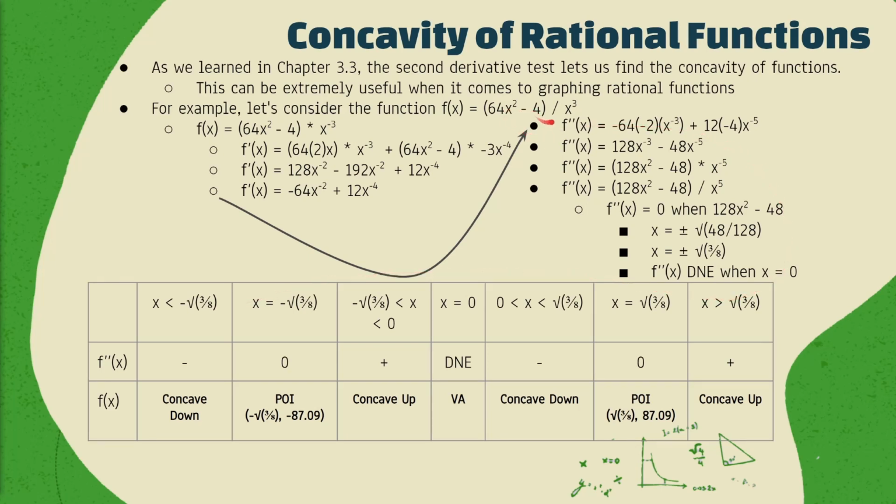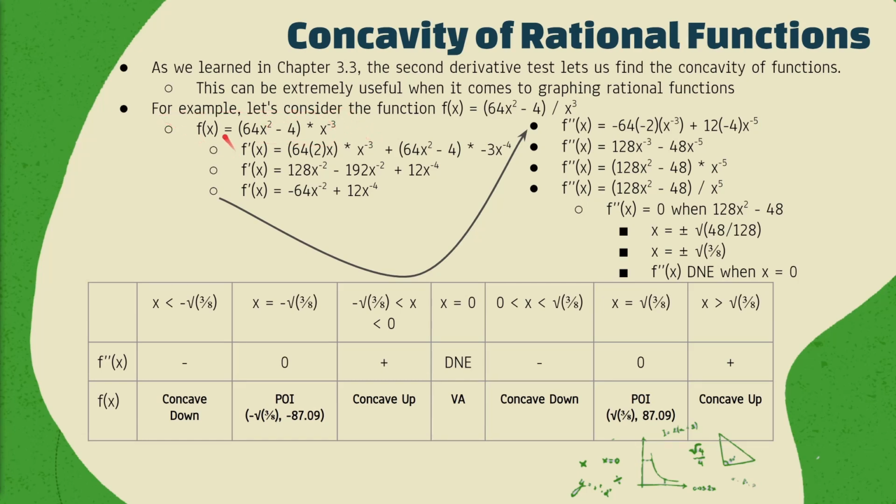So we have 64x squared minus 4, all divided by x cubed. If we want to find its concavity, we have to find its second derivative. To find its second derivative, we must find its first derivative first. Right here, we know that when we have something in the denominator, that just means that something had an original power of a negative number. So if this was 3, that would mean its actual power should have been -3, which is what I've written down here.